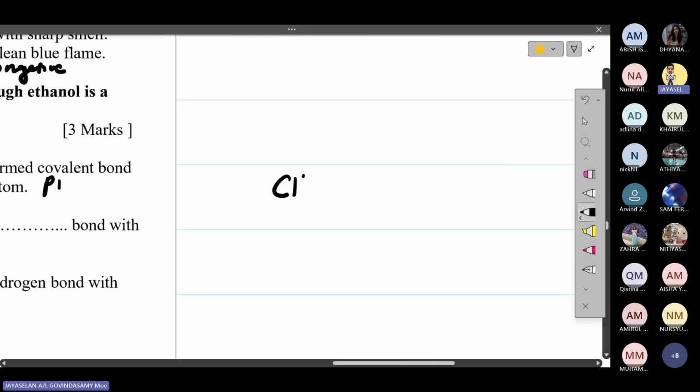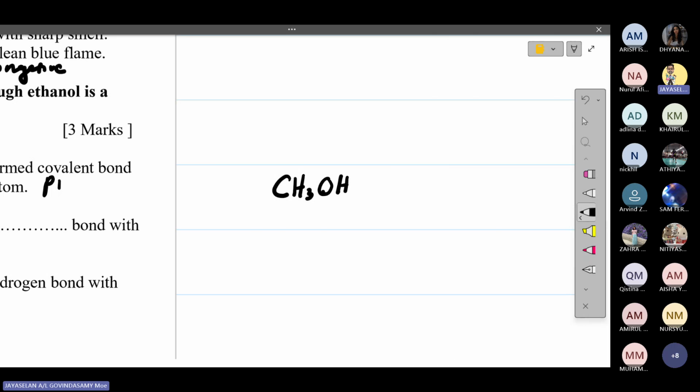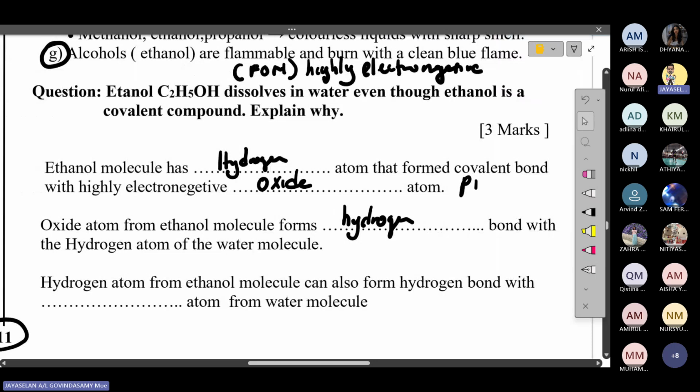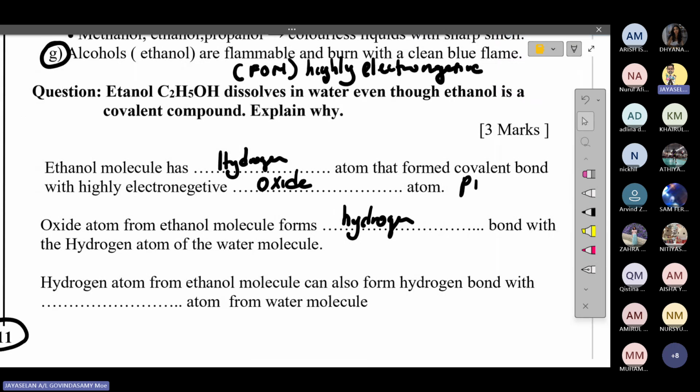What does this mean? We draw here. So H3C, OH, right? This is methanol, I take methanol. Here we have a water molecule. I put it like this. This oxygen atom will form what bonding? Hydrogen bonding with the hydrogen atom of the water molecule. That is what I am trying to say here. The oxygen atom from the ethanol molecule forms hydrogen bonding with the hydrogen atom of the water molecule.